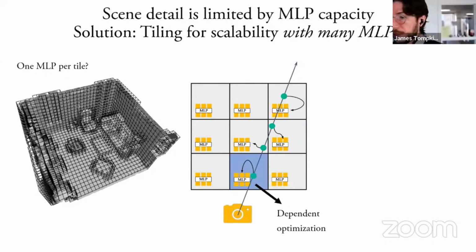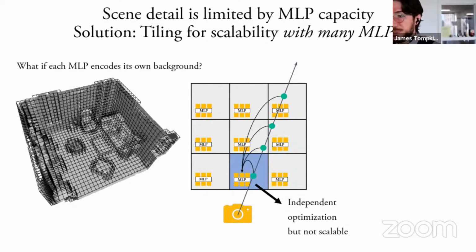Okay, so you might be thinking, well, what if I just give all of the scene points that might be relevant for the integral for a particular block to that block. So now all of the green points are associated to each MLP. This would give me an independent optimization, but it's not particularly scalable either because the number of points is unbounded, or it's large at least.